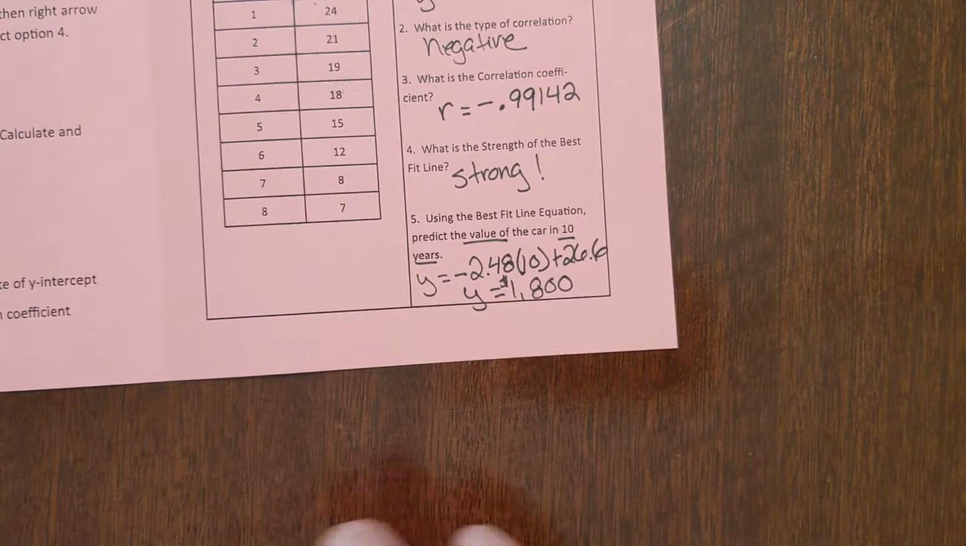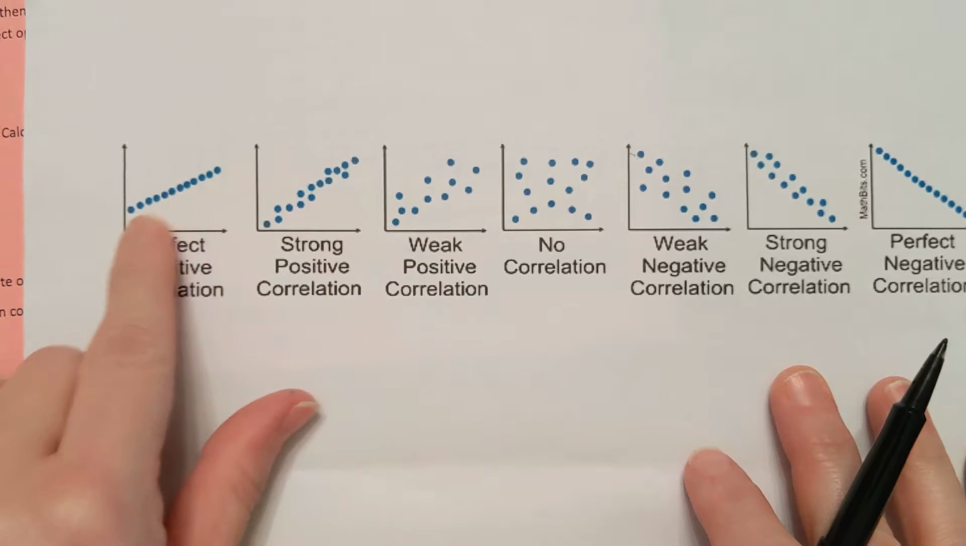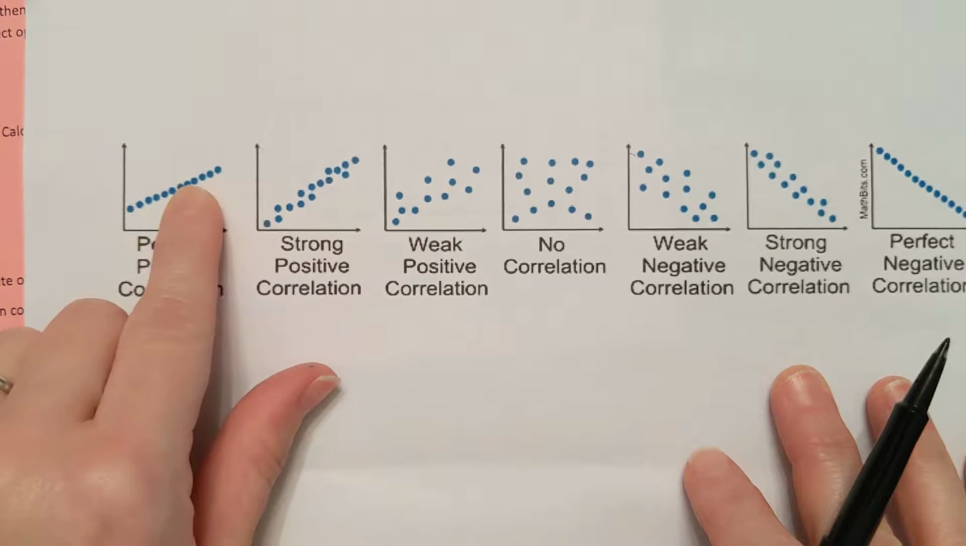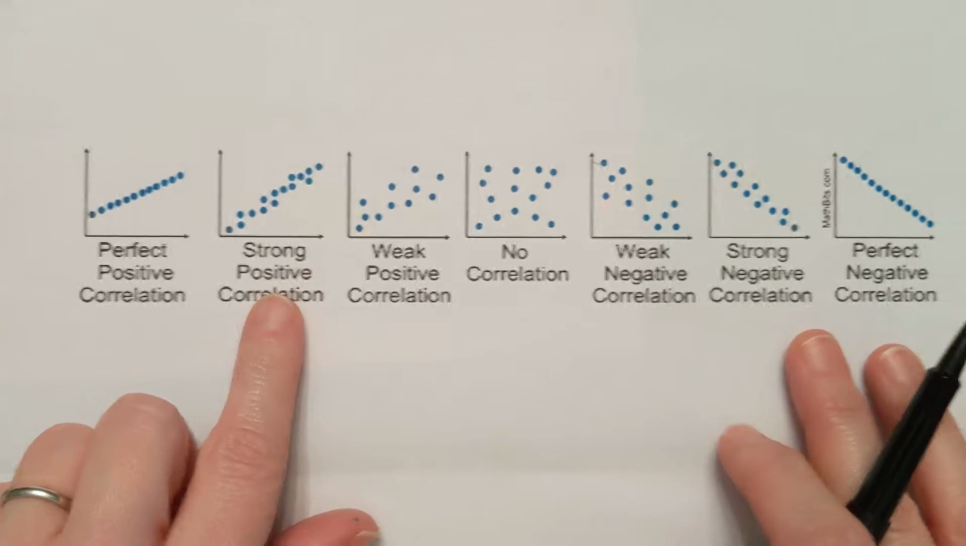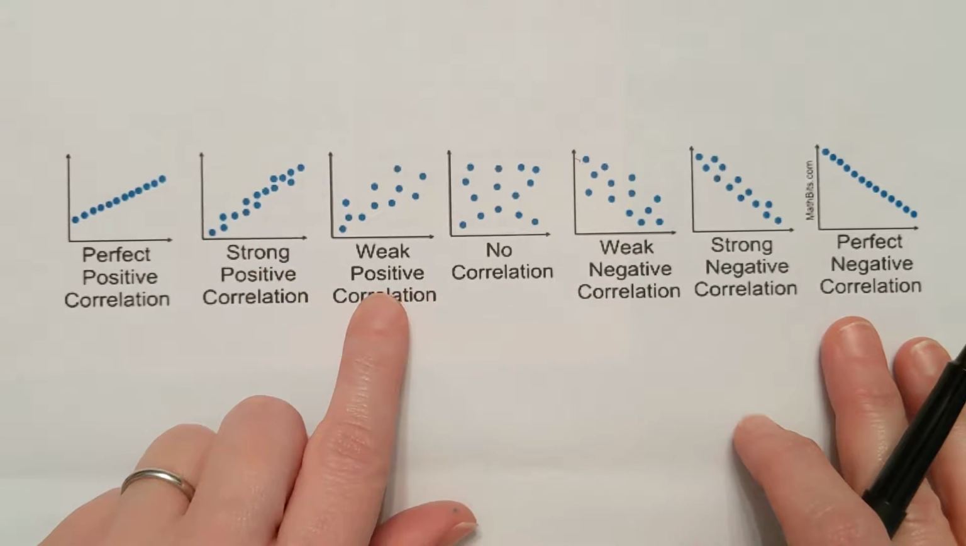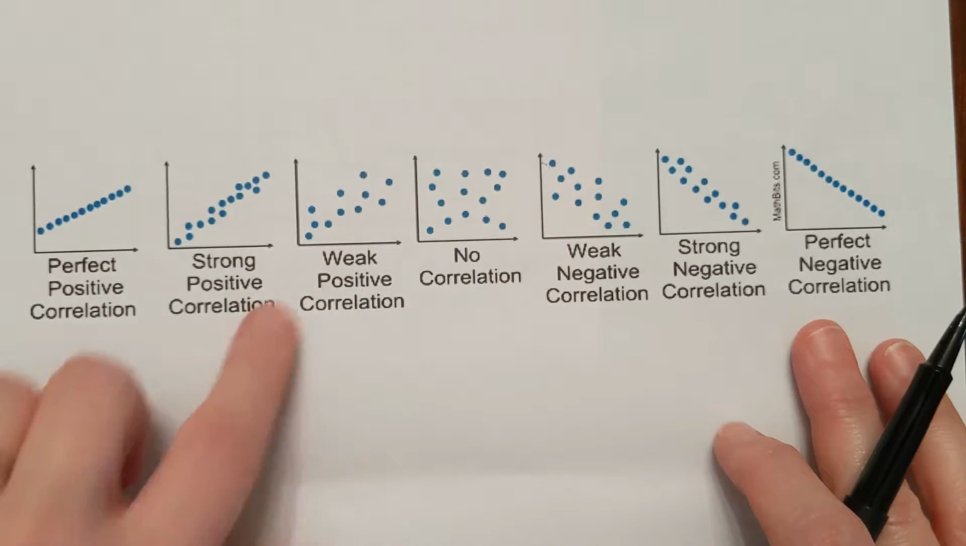Okay, so again, here's your correlations. Just because you don't have a perfectly straight line, your data doesn't make a perfectly straight line, does not mean that the correlation does not exist. It is there. It can be weak correlation. You can have no correlation, but that's when your data's all over the place. It doesn't look like it's trying to form a line at all.